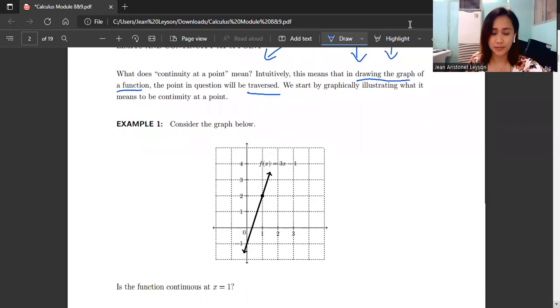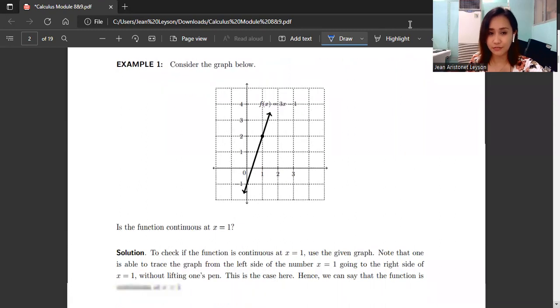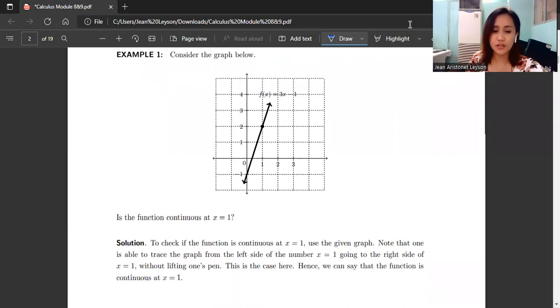So example 1, take a look at this graph right here. Consider the graph below. This is the graph of f of x is equal to 3x minus 1. Now the question is, is this function continuous at x is equal to 1? For our solution, to check if the graph is continuous at x is equal to 1, let's use the given graph.